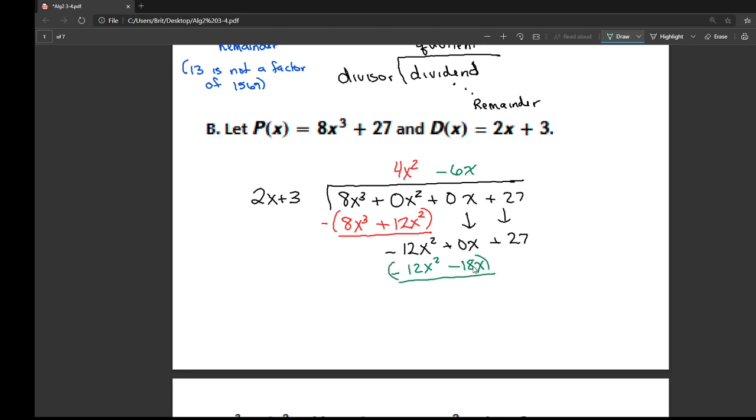So do you see how these lines are becoming more important to fill in the zeros? Otherwise the 27 would be here and I wouldn't have room, right? So that's why I filled it in. So here we go, so that cancels. Now 0 minus negative 18 is the same thing as doing 0 plus 18. So this is going to be a positive 18x plus 27.